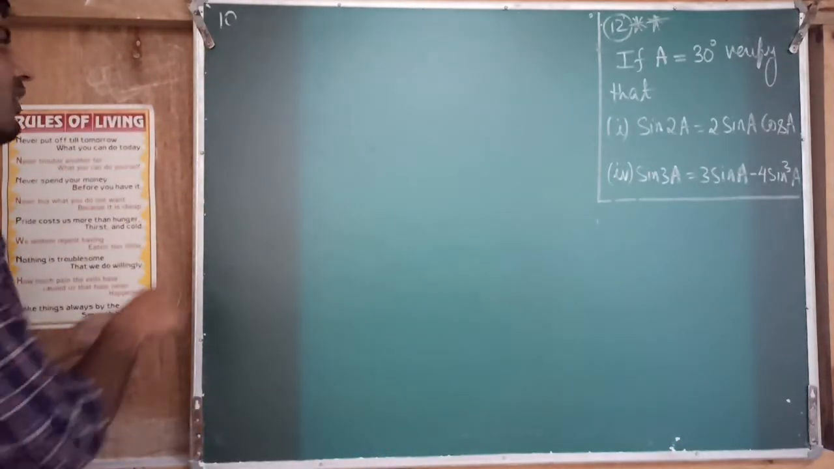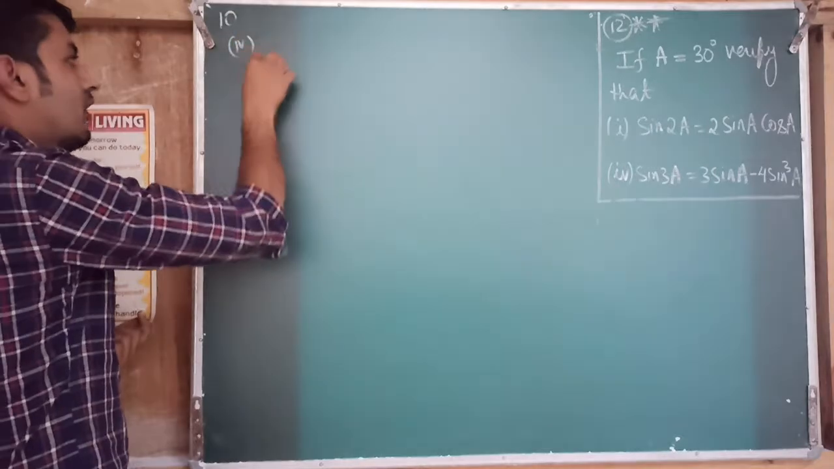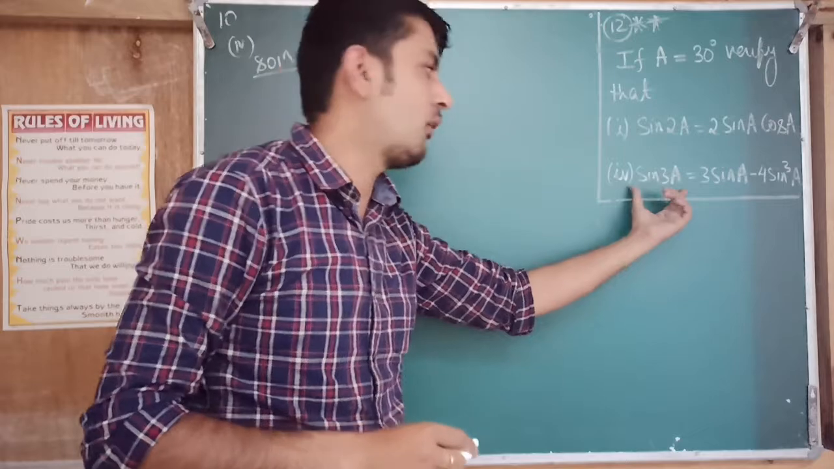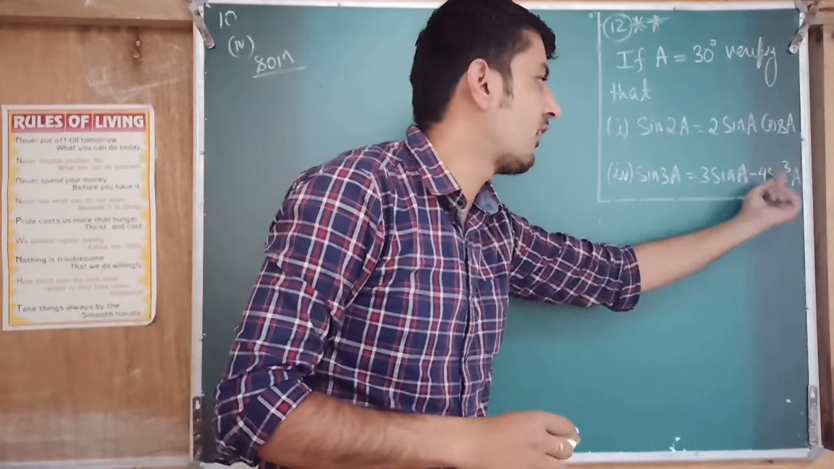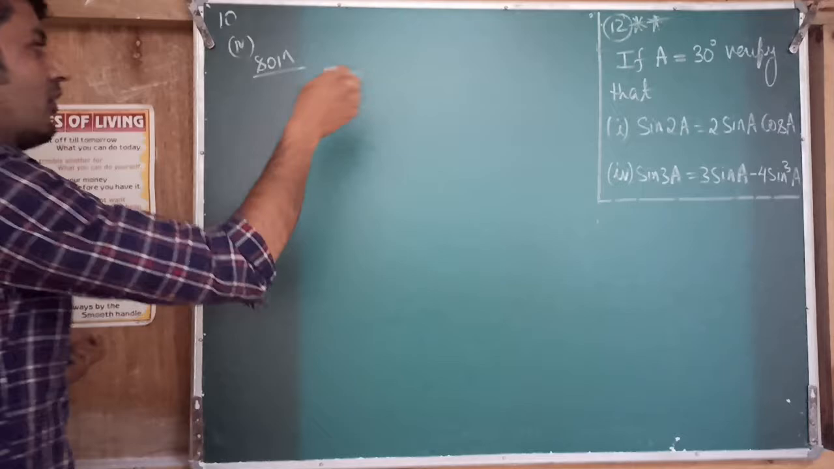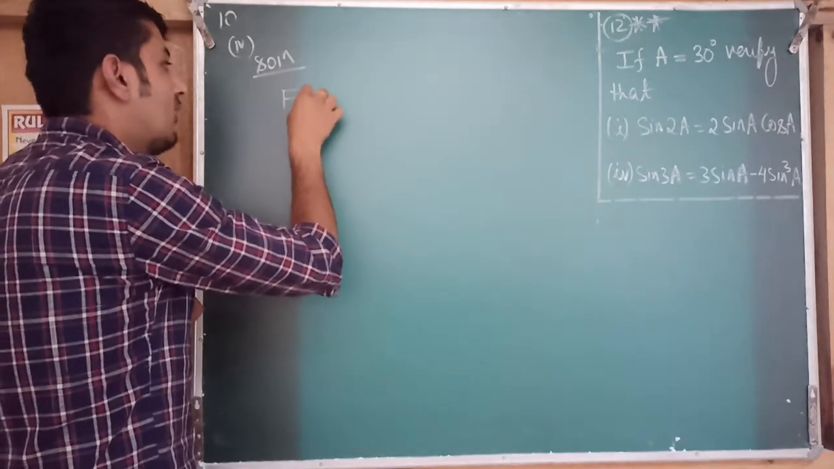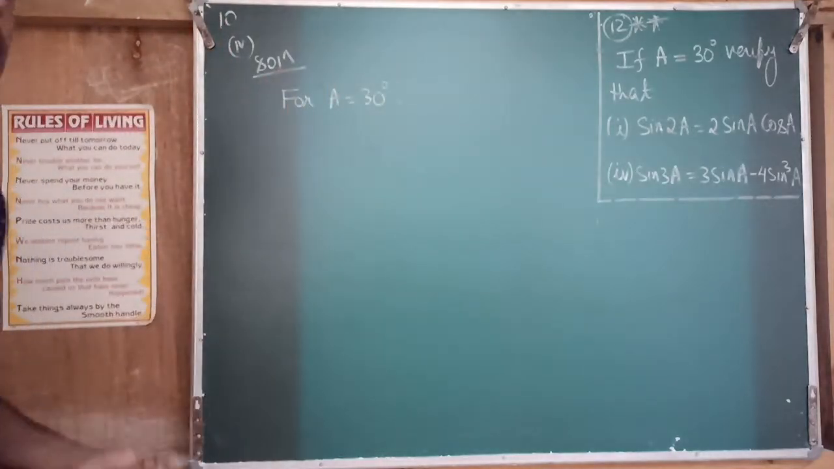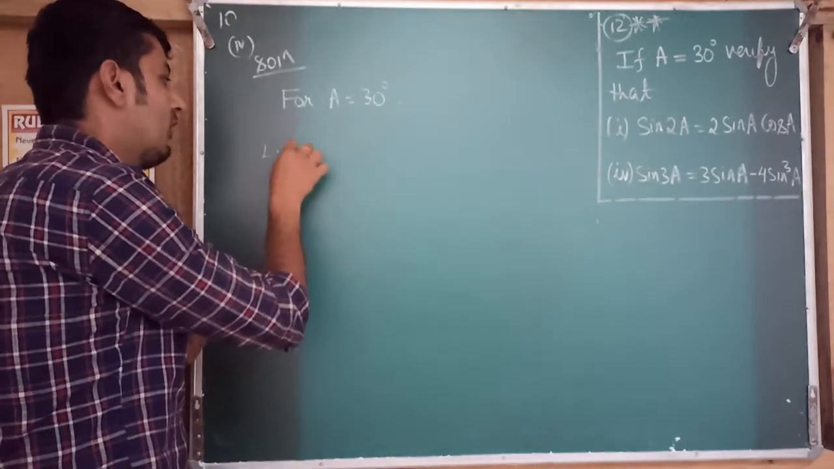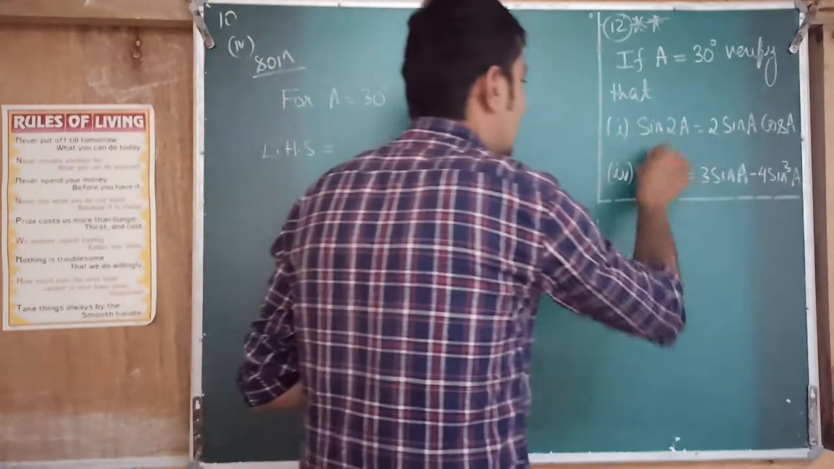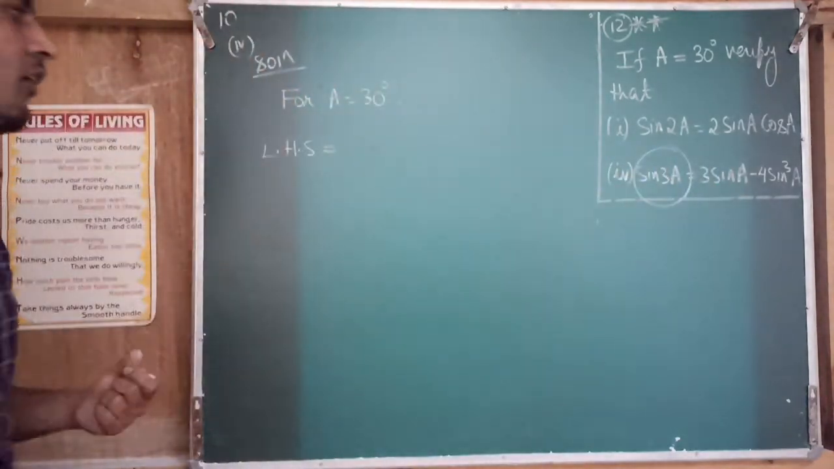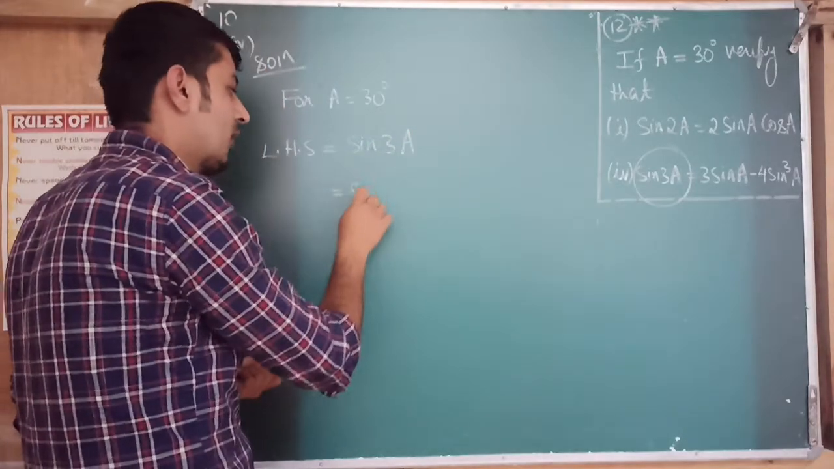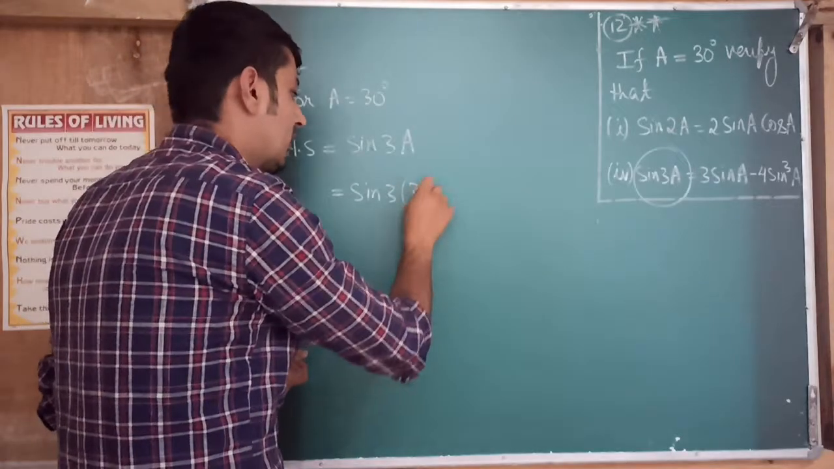So let us see question number 4. What you have to verify? They have asked you to verify that sine of 3A is equal to 3 sine A minus 4 sine cube A. So how to start? For A equal to 30 degree, what is your left hand side? Your left hand side is sine of 3A. Now you put the value of A, it will become sine 3 into 30 degree.